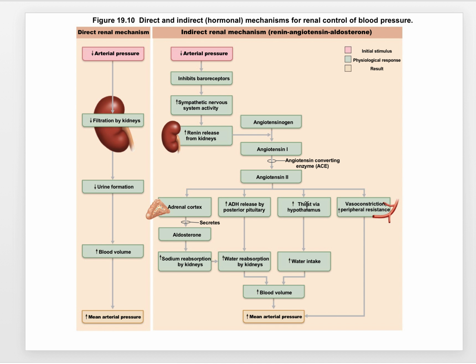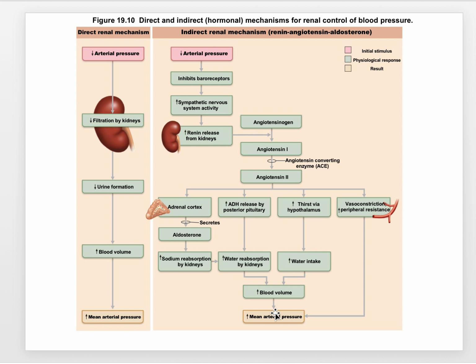Angiotensin 2 causes you to be more thirsty, so you drink more water, increasing water intake and blood volume. Angiotensin 2 causes vasoconstriction and increased peripheral resistance, which is going to increase the blood pressure. So angiotensin 2 has 4 different functions, but the net effect of all 4 is going to increase blood volume and therefore increase the arterial blood pressure.